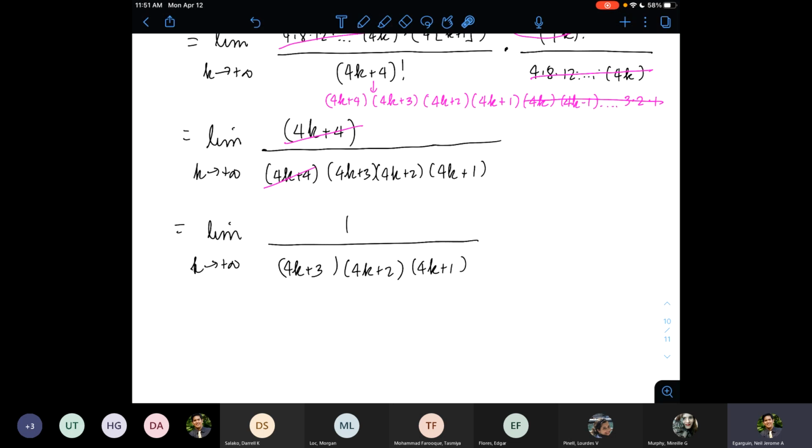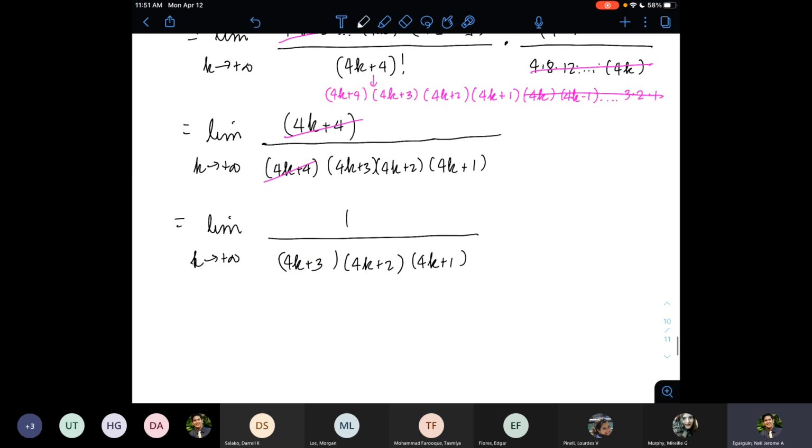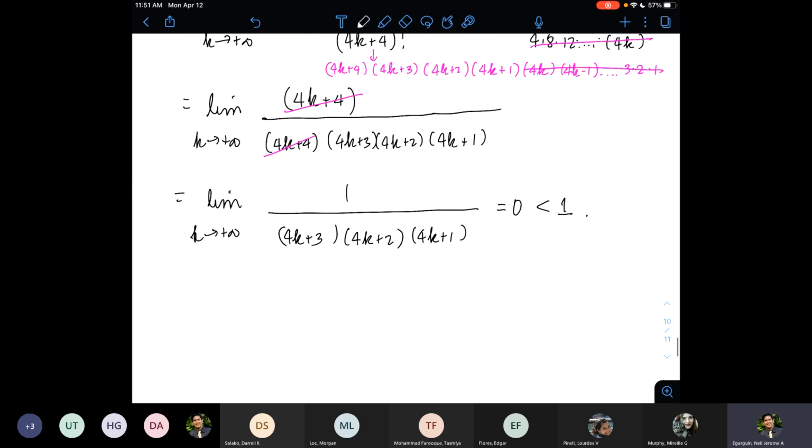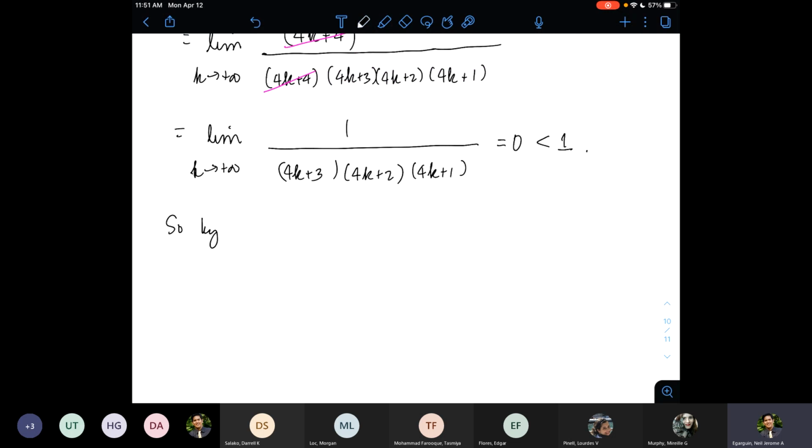What happens here when k becomes very large? This is a large number. This is also a large number. This is a large number. So the denominator goes to infinity. Numerator is a constant 1. 1 divided by a large number, this will go to 0. And 0 obviously is less than 1. So by the ratio test, the series converges.